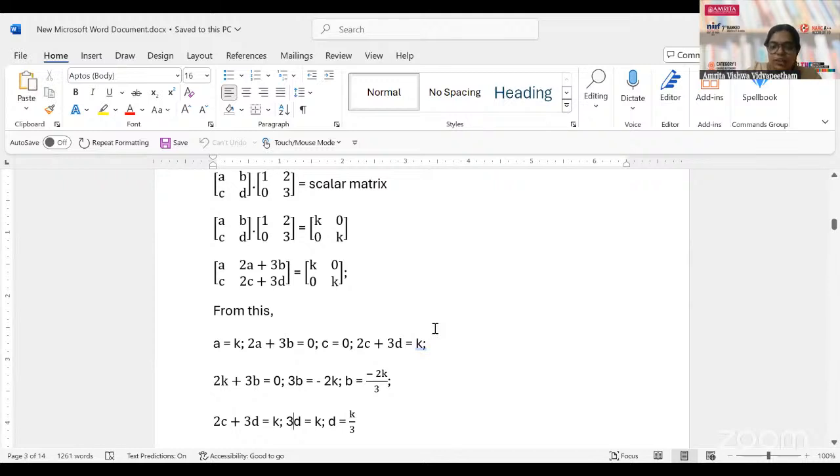If you're stuck somewhere in between, then solve. So this is a into 1 plus b into 0, it's going to be a. This is 2a plus 3b. This is going to be c. d into 0, it's gone. 2c plus 3d, that's equal to k, 0, 0, k. So a is equal to k, that is one thing you got. 2a plus 3b equal to 0. c equal to 0. And 2c plus 3d equal to k. Now you have already a and c, so you have to find b and d. Just substitute for the other values and you will get b and d also in terms of k.